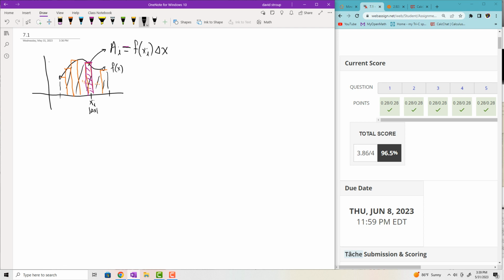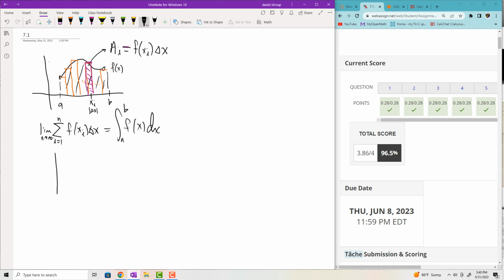And to get the approximation of the area, what we did was sum all of those up, going from i equals 1 to n of f of x sub i times change in x. And then we took the limit of this as the number of rectangles went to infinity. And that gave us the integral that we all know and love, the integral of f of x dx from a to b.